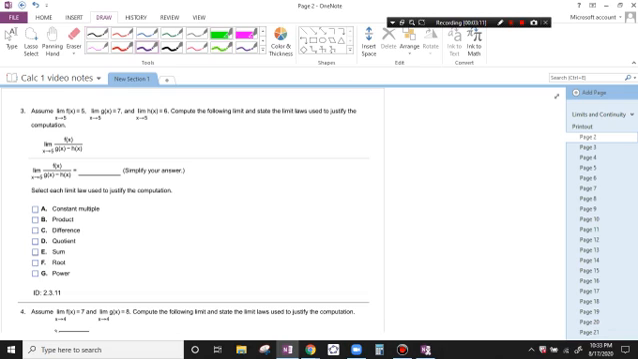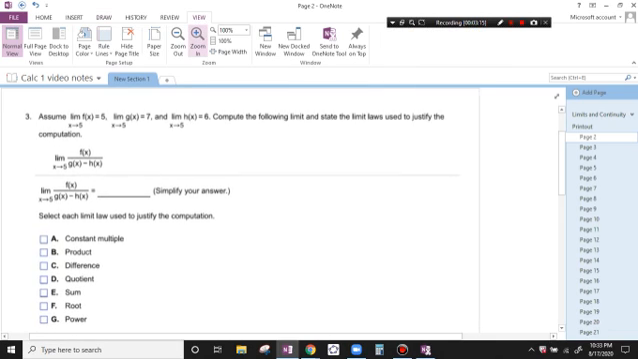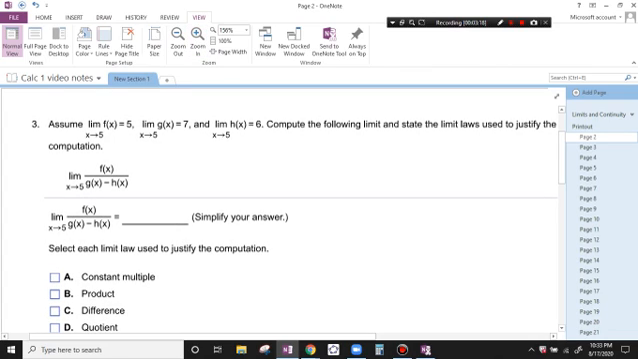Doing some algebra stuff with the limits. The limit as x goes to 5 of f of x is 5. The limit as x goes to 5 of g of x is 7. And the limit as x goes to 5 of h of x is 6. Compute the following limit. Well, as x goes to 5, f goes to 5, g goes to 7, and h goes to 6. If there's any justice, this should be 5 over 1, which is 5. And it is.